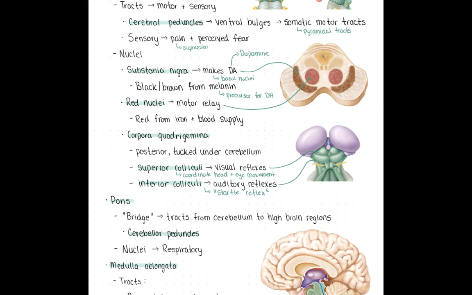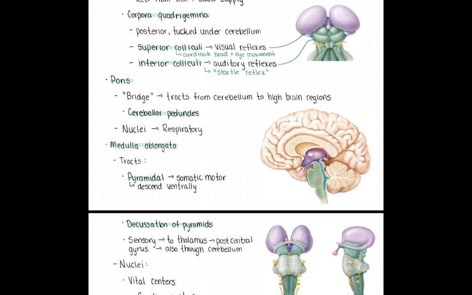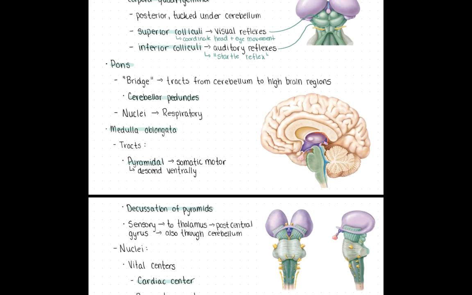All right, so let's keep moving downwards. Our next structure of the brainstem is the pons. Let's point it out on this picture. This was our midbrain that we were just looking at here. And this is going to be the pons here. The pons has a very large bulge on the front like this. So that's the pons.